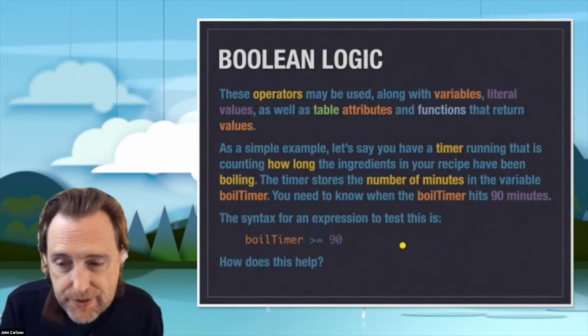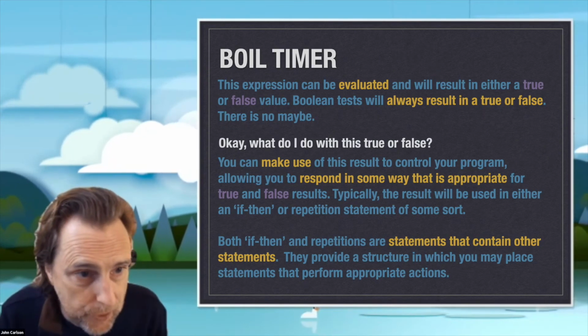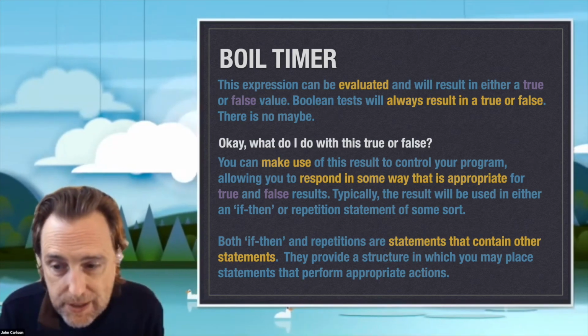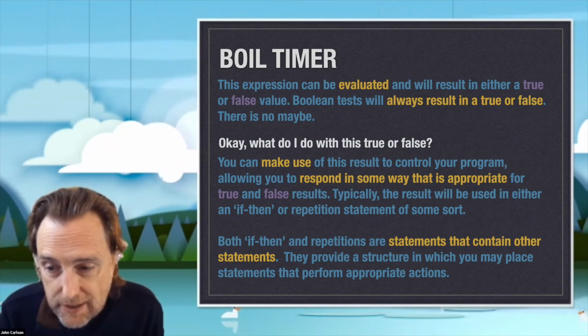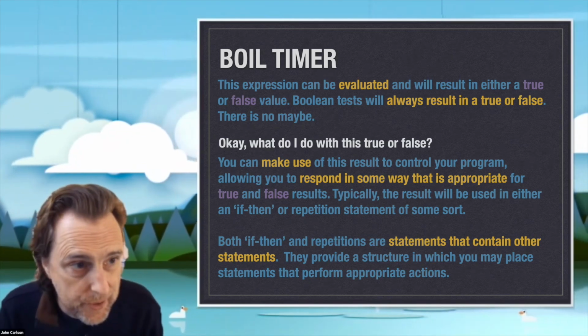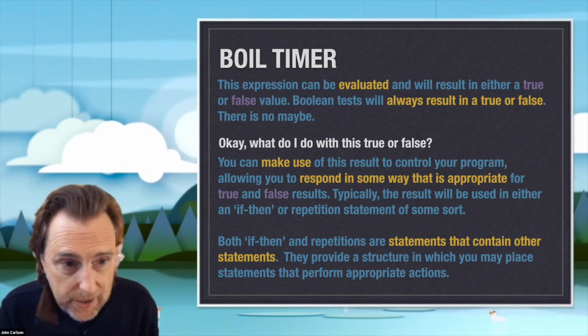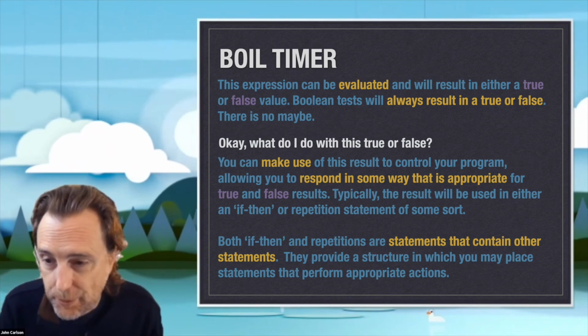The result of this Boolean expression is simply true or false. It has to be either true or false. The result of any Boolean condition that you write is true or false. So boil timer either is greater than or equal to 90, or it's not. There is no other possible outcome.